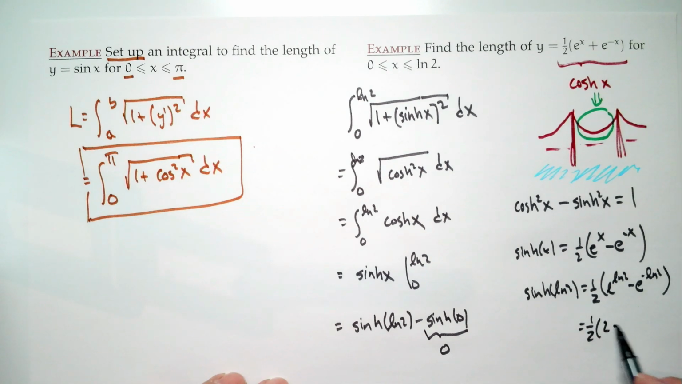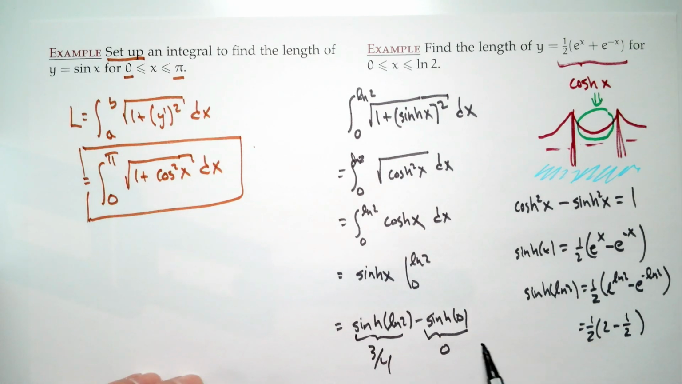E to the minus log 2. Do you know that one? It's 1/2. So the minus you can think of as being 1 over, so it's like 1 over e to the log 2. So 2 minus 1/2 is 3/2, times 1/2 gives us 3/4. So that's our answer, 3/4.